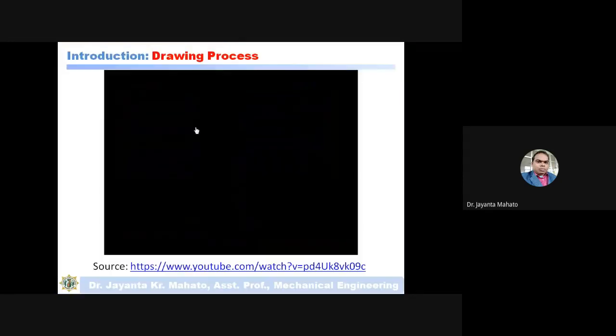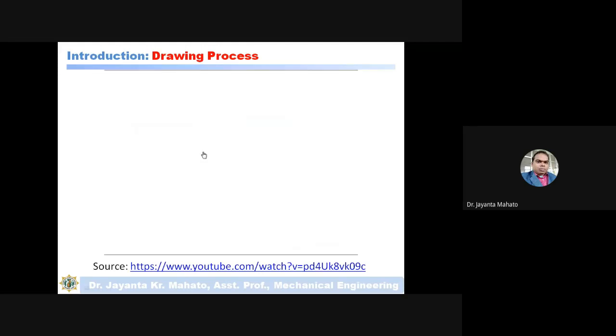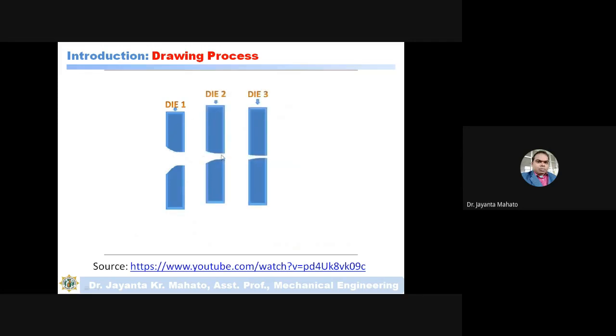You know, see the video. In this case, actually, a set of dies are there, and in this way the cross-sectional area is reduced successively. The first one has a higher cross-sectional area, then smaller and smaller. So this process is used for drawing a wire. That's why it is sometimes called the wire drawing process.